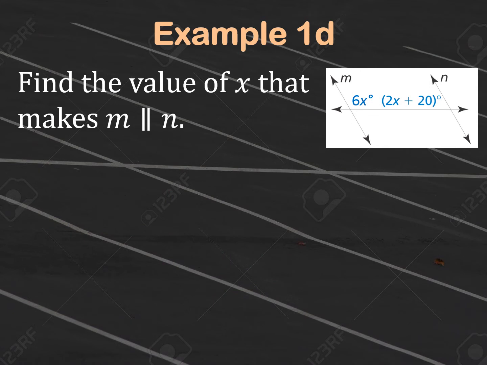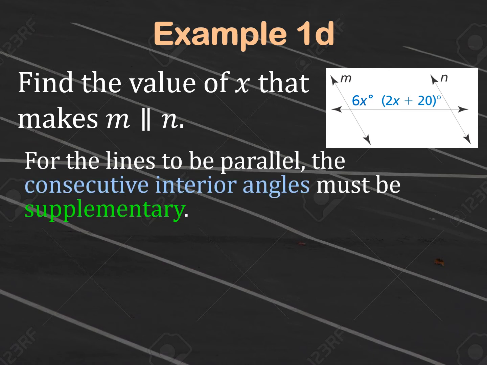1d, again, find the value of x such that m is parallel to n. So you need these two angles to be in a relationship with each other. What is that relationship? What kind of angles are they? They are consecutive interior angles. So consecutive interior angles have to be supplementary for m to be parallel to n. So we're going to make them equal to 180 when you add them up.